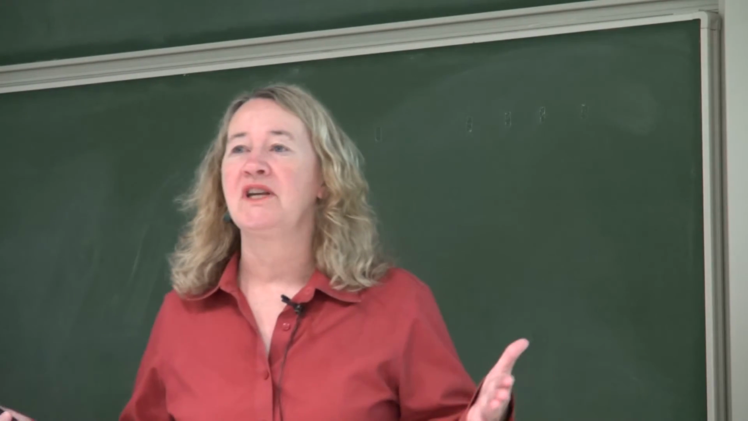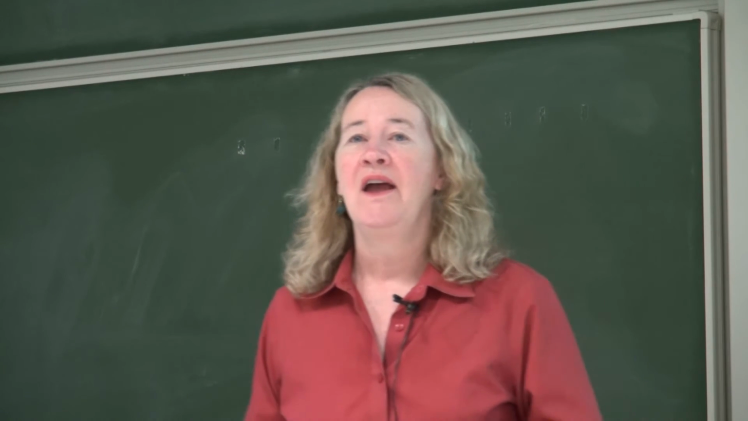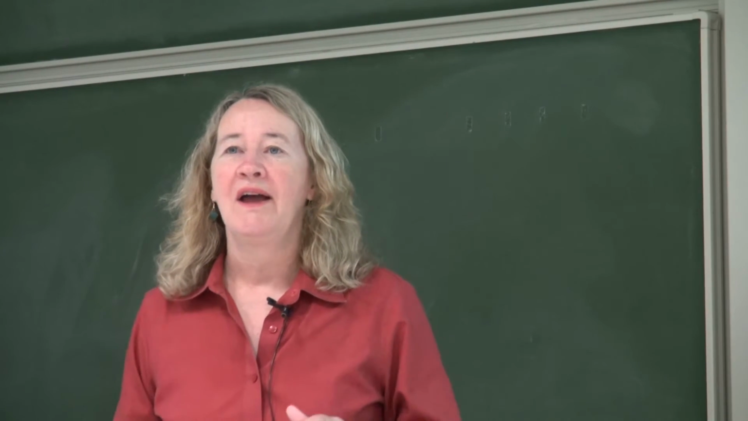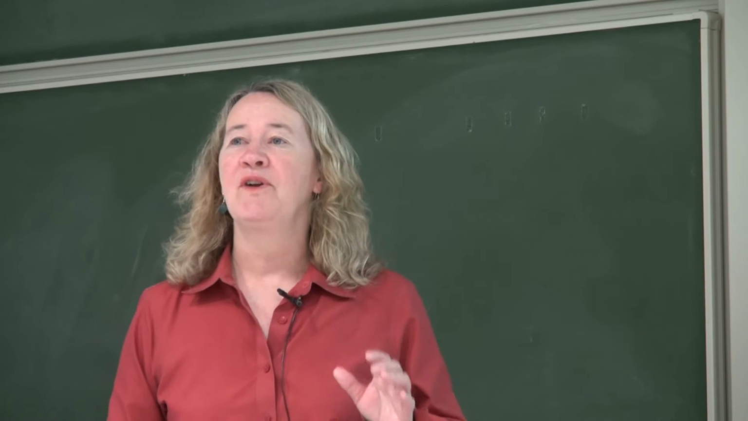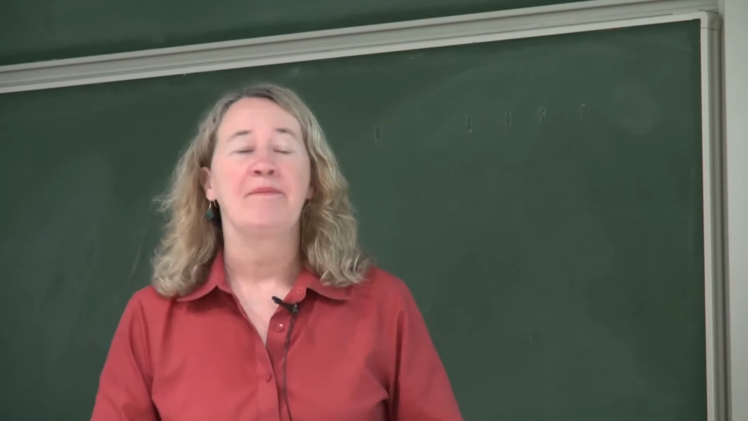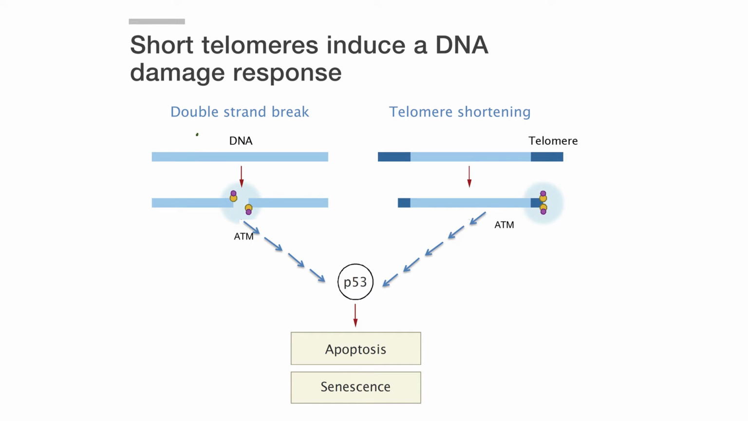So how is it that a short telomere can cause cells to die? I'm going to summarize what's been shown by a number of different laboratories in the telomere field. When telomeres get to be very short, they resemble damaged DNA. What normally happens in a DNA damage response is that if you cause a break in normal DNA, that double-strand DNA break is recognized by a set of proteins that sets off a cascade of signal transduction, which then goes through P53, and depending on the cell type and the amount of damage, the cells undergo either apoptosis or cellular senescence.